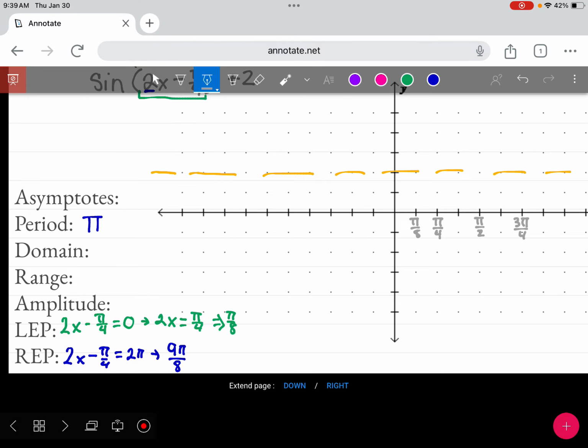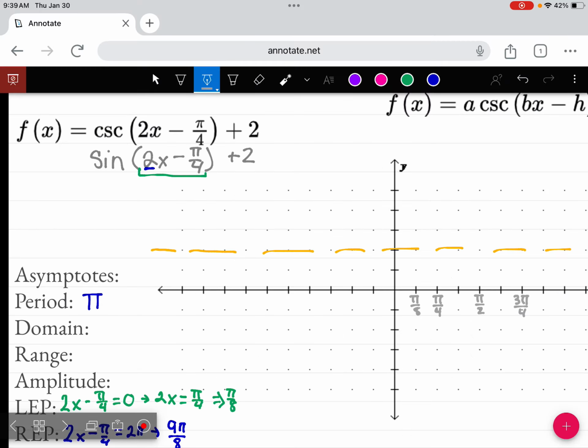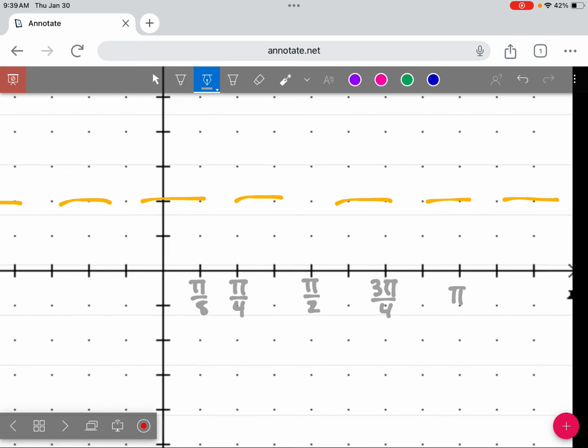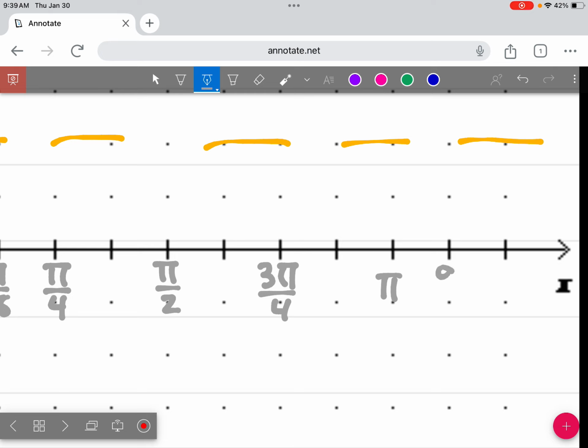All right, so counting like this. Ooh, screen's going to flip. There we go. So that makes this guy pi here, which makes the one right next to it my 9 pi over 8.